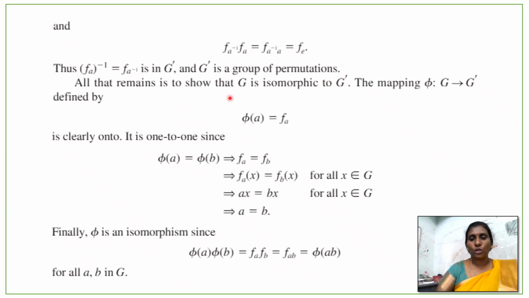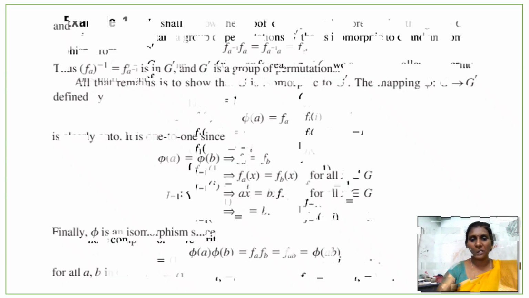It remains to show that G is isomorphic to G dash. Now the mapping pi from G to G dash, which is defined by pi of a is equal to f_a, is clearly an isomorphism. It is a one-to-one mapping because pi of a equal to pi of b implies a equal to b, and also it is a homomorphism since pi of a composed with pi of b is equal to pi of ab for all a, b belongs to G.